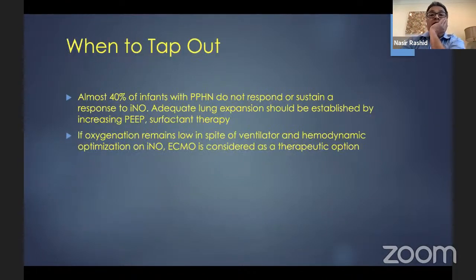And as I mentioned, if the OI is constantly increasing, despite doing all the measures that we talked about so far, then it's time to think about sending these kids to ECMO if there's an option available for ECMO.